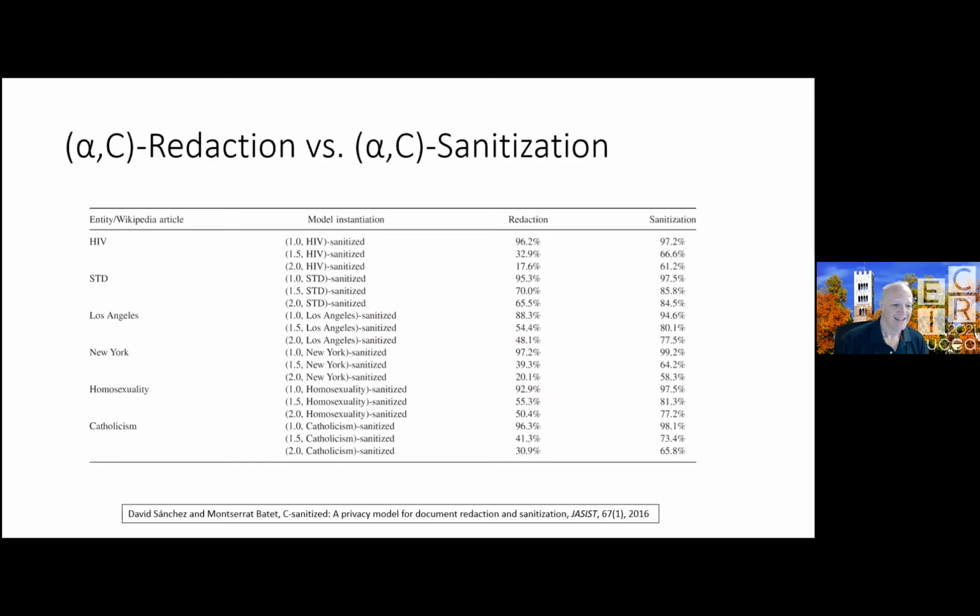If I want to protect it at a higher level, at this double level, so alpha is 2, so I'm protecting against half of it, I get only 17.6% left. So high protection kills a lot of the document. But then we can do sanitization instead.